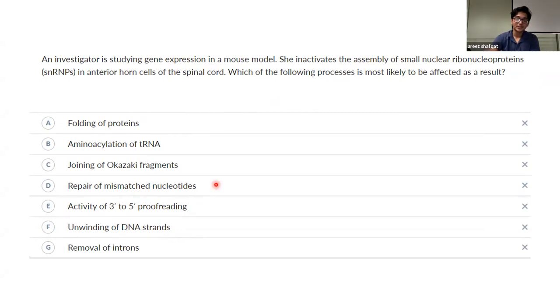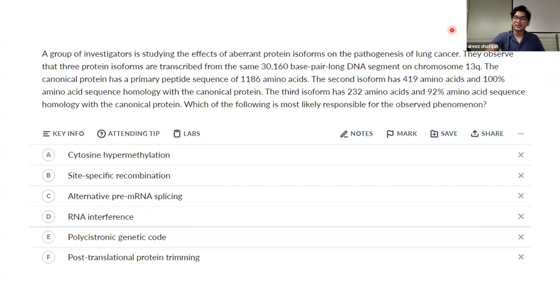I think this is the last question. A group of investigators is studying the effects of an abnormal protein. There are three isoforms of this protein from the same DNA segment. What does isoform mean? Is it C? Yes, it's C.